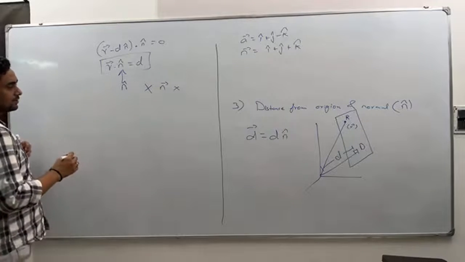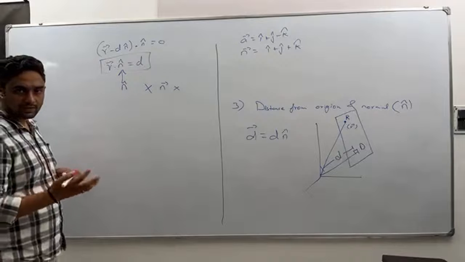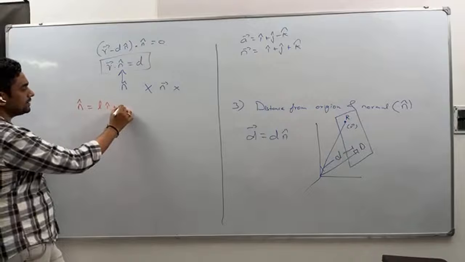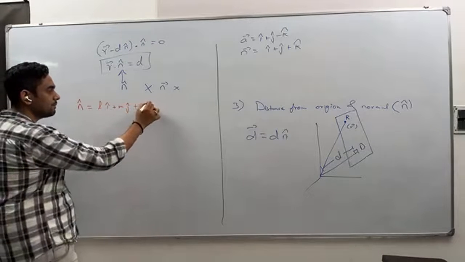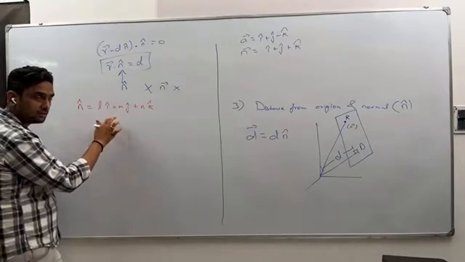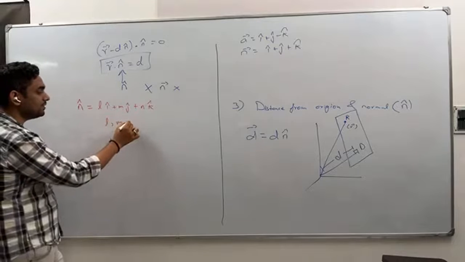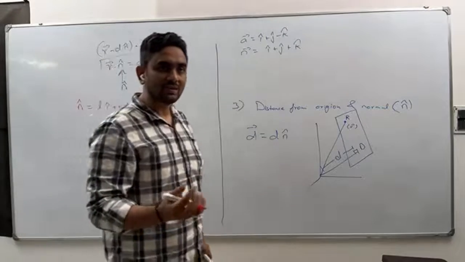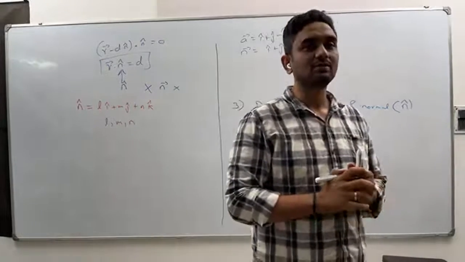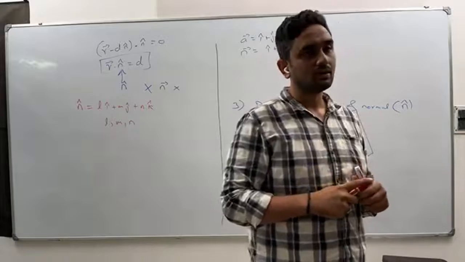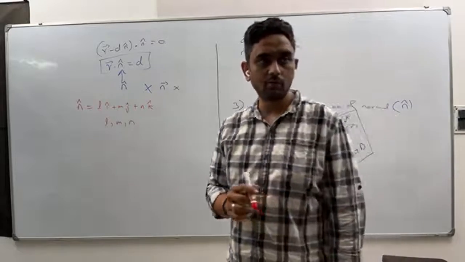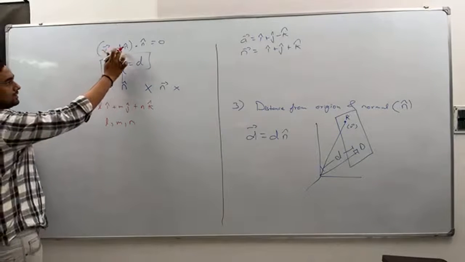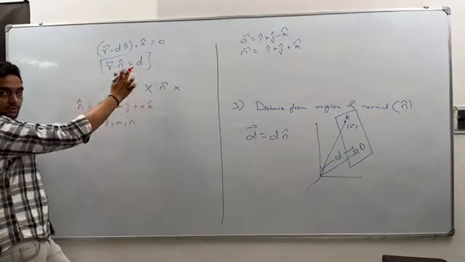All right. Similarly, if I talk about the 3D form, let's say n cap is given as l i cap plus m j cap plus n k cap. Now, because it's a unit vector, l, m, and n will be direction cosines, not ratios. Direction cosines will ensure it's a unit vector. Direction ratios mean anything can be the mod value. So they are direction cosines. So we have to do r dot n cap, and we'll get r dot n cap equal to d.